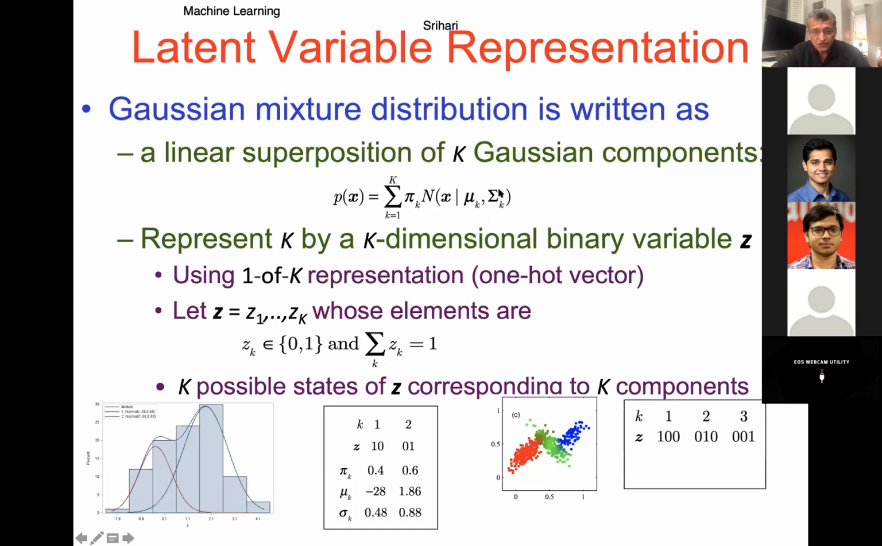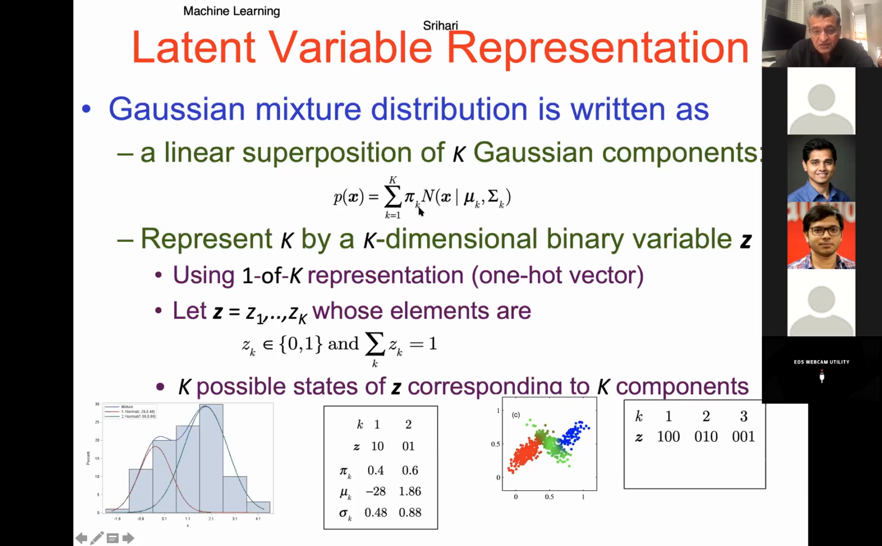So there is no Zk here, all right? But we are introducing this latent variable. So K possible states of Z corresponding to K components. So K is the 1 and 2, and the Z corresponds to 1, 0, and 0, 1. So we are representing that K here. So there is a K, and that K is now expanded out as a vector. Previously, it was just a scalar value.